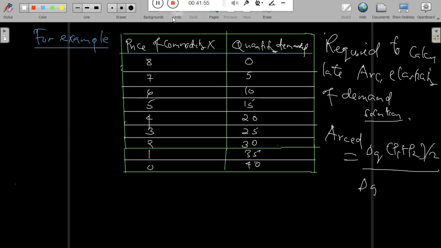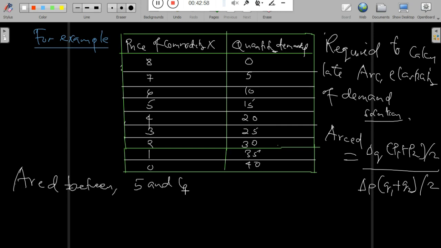So the arc elasticity is given by taking the change of quantity, then the initial price and the current price divided by 2, and the quantity Q1 plus Q2, then divided by 2. What is the change of quantity, by the way? The change of quantity is negative 5. Remember, we are finding the arc elasticity between points 5 and 6.